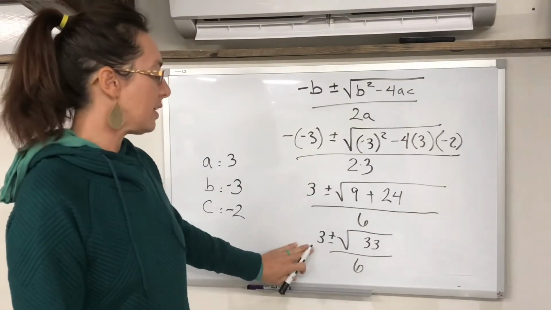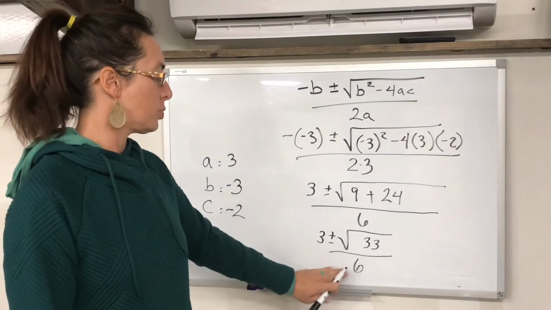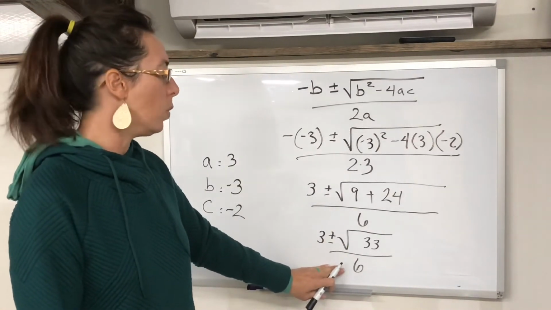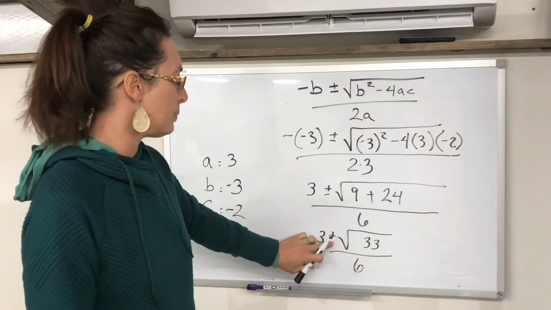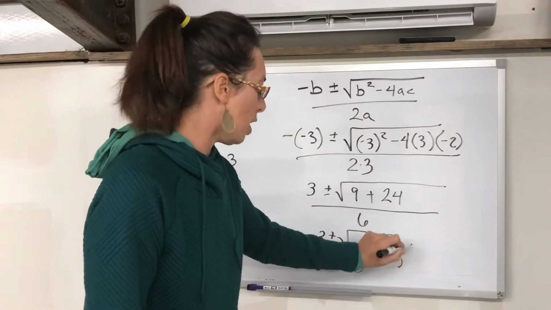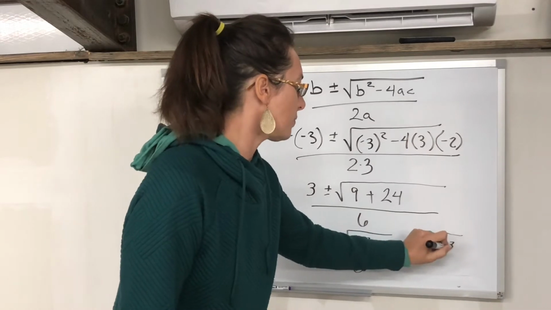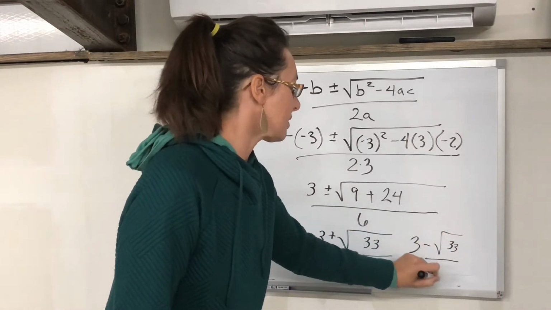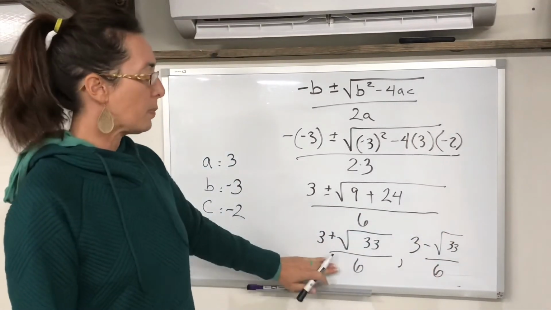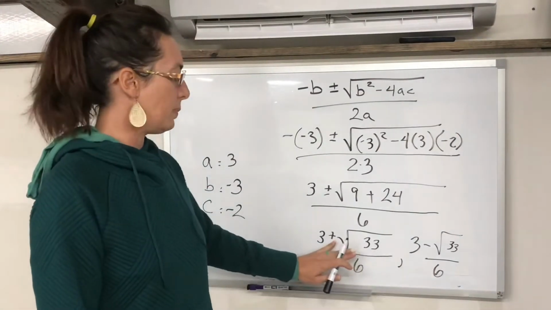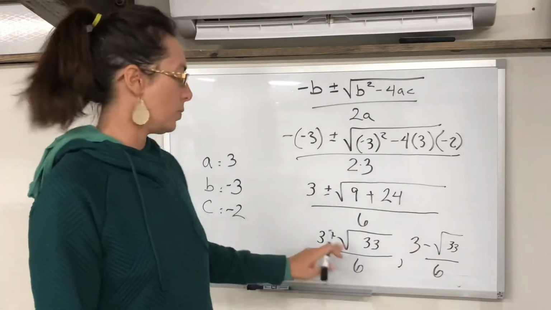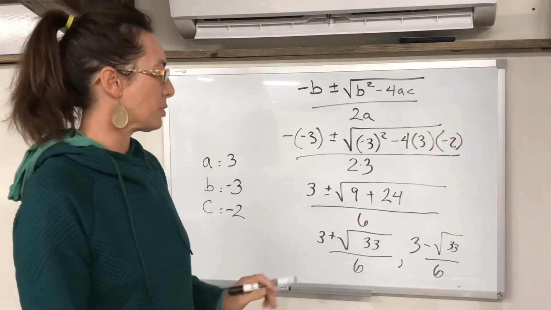You will often see it written as 3 plus or minus the square root of 33 over 6, or it could be written as 3 plus the square root of 33 over 6, comma, and then 3 minus the square root of 33 over 6. So it can be written with them separated, with one being a plus, one being a minus, or it can be written with them together as a plus or minus.